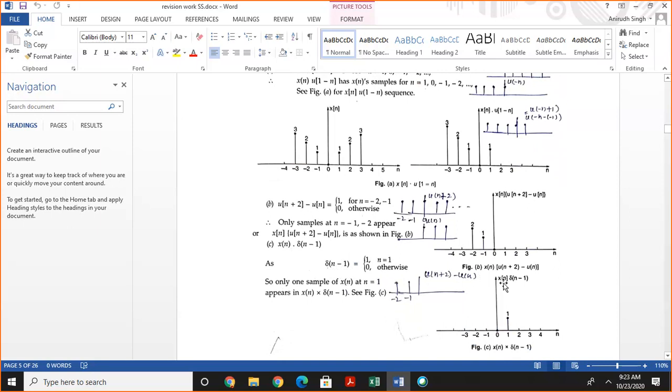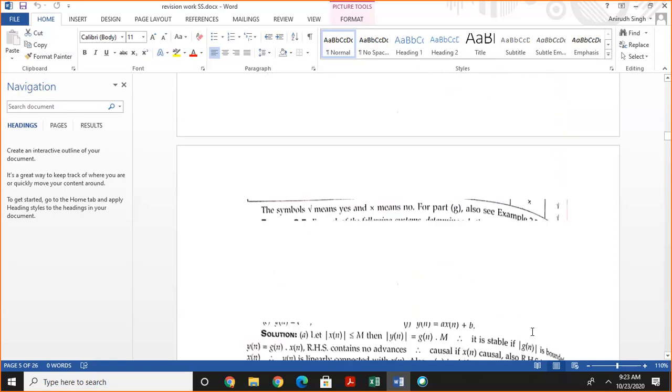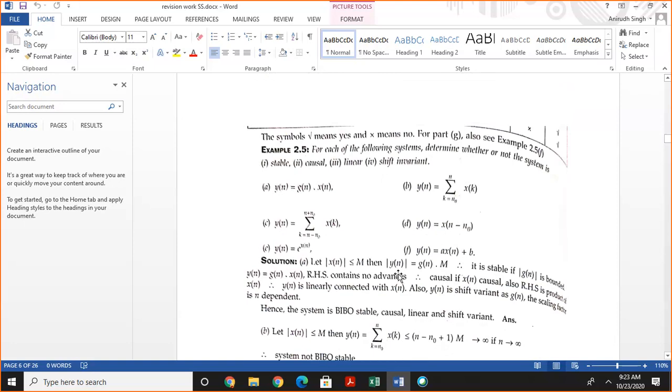Then x of n is multiplied by a shifted impulse. Sorry. Delta of n minus 1 is 1 when n is 1, otherwise it is 0. Delta of n is always 1 when n is equal to 0, and the value of this shifted impulse is 1 when n is 1. So when we multiply this with this signal, we get only one sample, which is at n equal to 1.